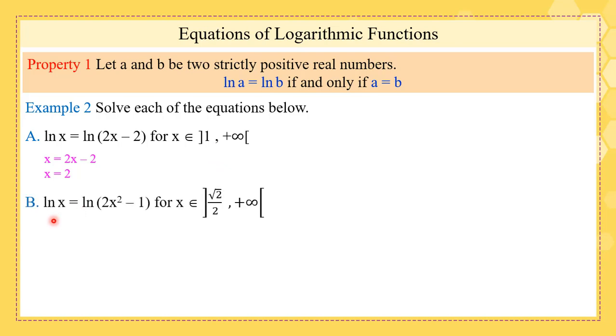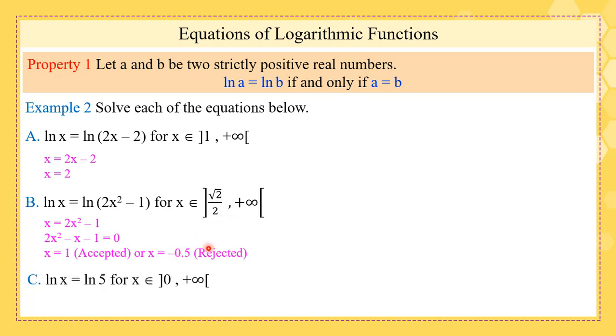Another equation, we also eliminate ln from here and there. We get x is 2x squared minus 1. So 2x squared minus x minus 1 is 0. The roots are 1 and negative 0.5. 1 is accepted because it's in the domain of definition, whereas negative 0.5 is rejected because it's not in the domain.